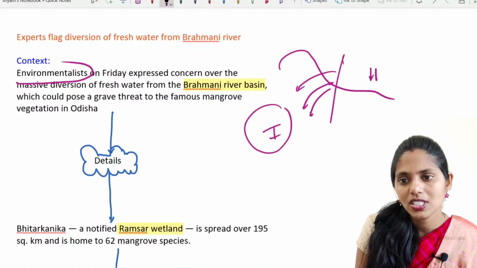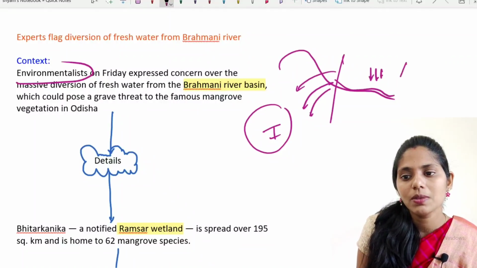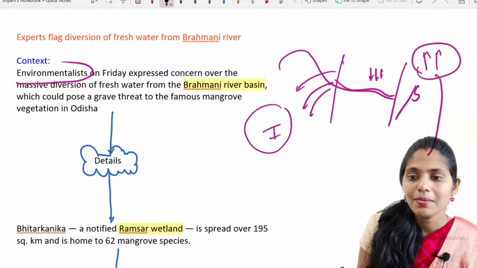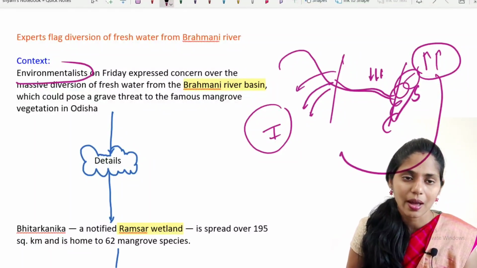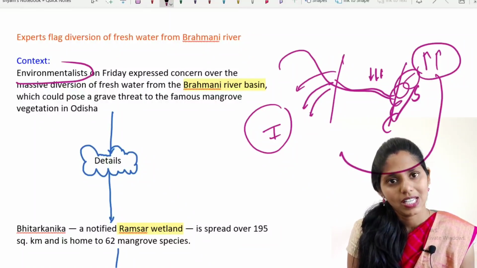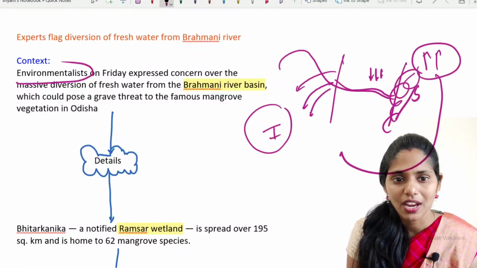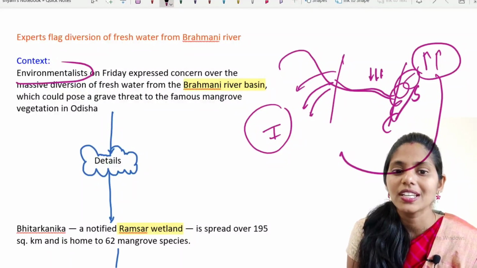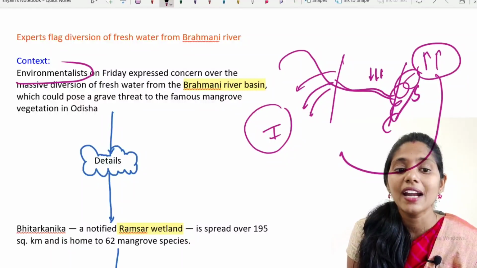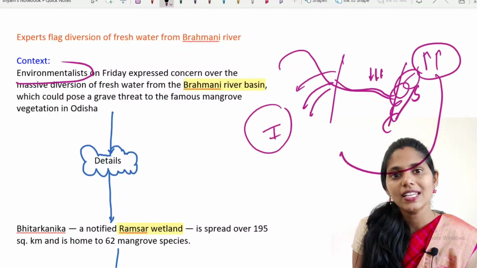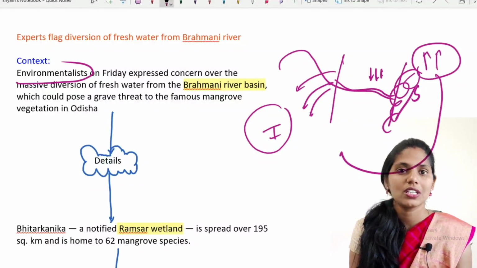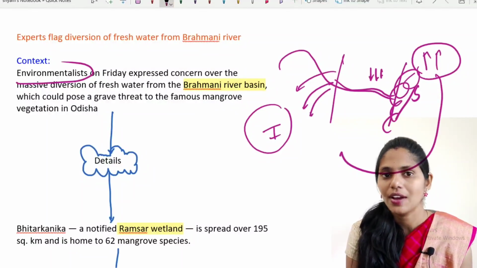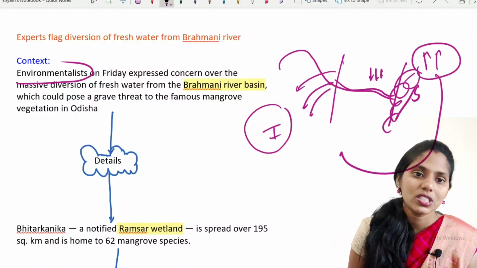Because of this, there is a decrease in the amount of river water flow that is joining the sea. So salinity is increasing, and due to increasing salinity, that mainly affects the mangroves present in this area. So this is the context: environmentalists expressed concern over massive diversion of fresh water from this Brahmani river basin, which could pose a grave threat to the famous mangrove vegetation in Odisha. Mainly the decrease in river water or fresh water joining the sea leads to an increase in salinity, which will be a grave threat for the mangrove vegetation in Odisha.